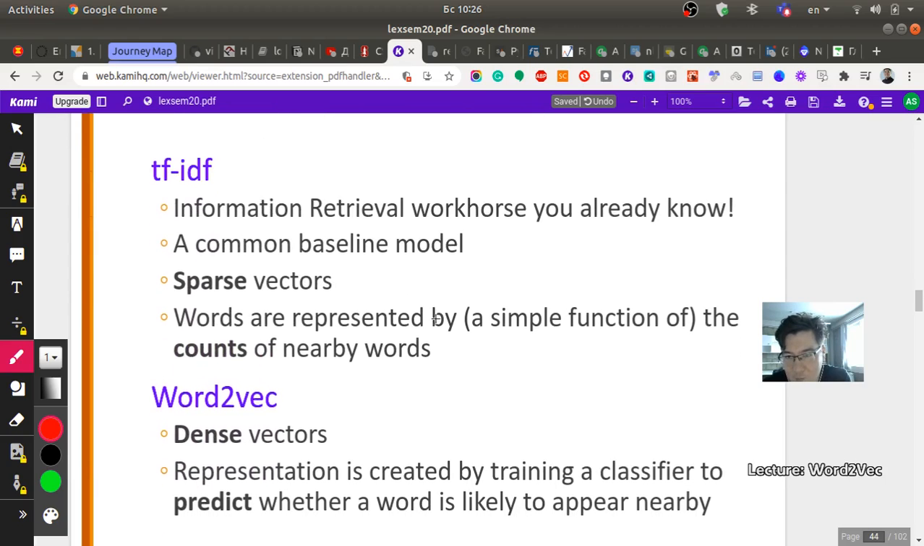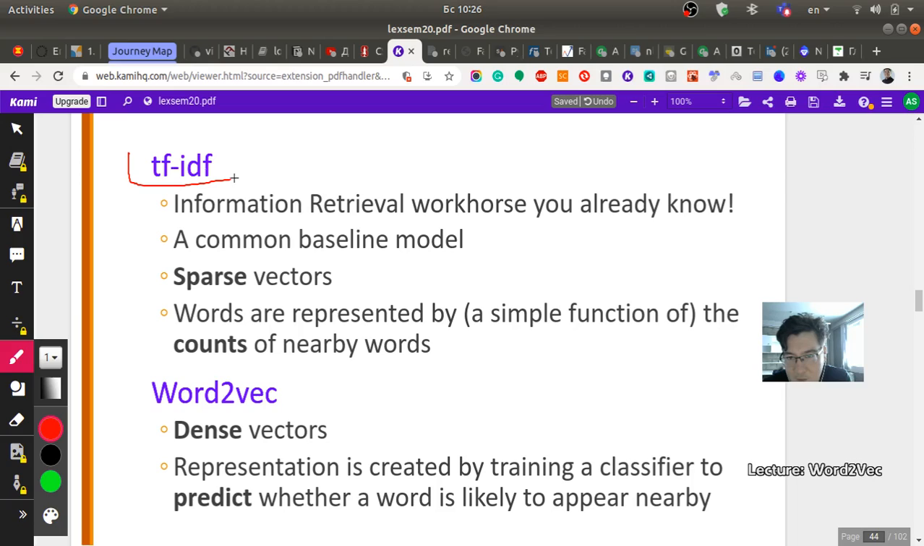So there are two kinds of embeddings. First, TF-IDF, which I explained before. It's a common baseline model, like a standard. It uses sparse vectors. The word sparse means that it is mostly empty, mostly zeros, and it is very big. If you want to multiply them, it will take a big amount of time, so it is very hard to do. Words are represented by counts of nearby words.